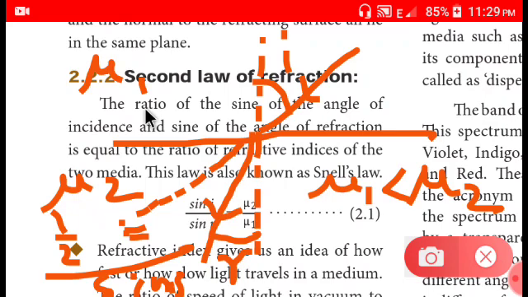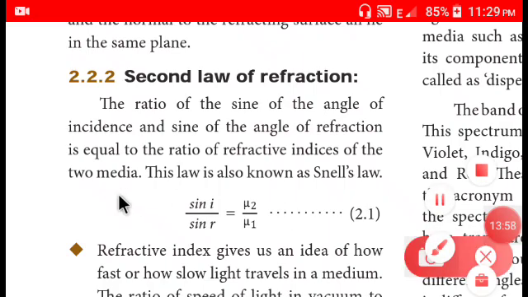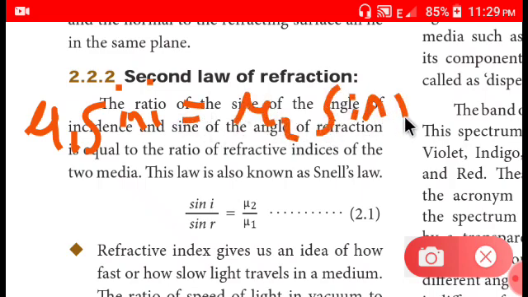Why they took the inverse is very simple. It's also quite interesting. See, if you take sine r to this side and mu1 to this side, you will be getting mu1 sine i equal to mu2 sine r. Sine r is the refracting angle and i is the incident angle. So mu1 is the refractive index of the upper medium and mu2 is that of the second medium. So this can be easily memorized: mu1 sine i and mu2 sine r. If you think conceptually, you will get what is going on. So that's all the law.